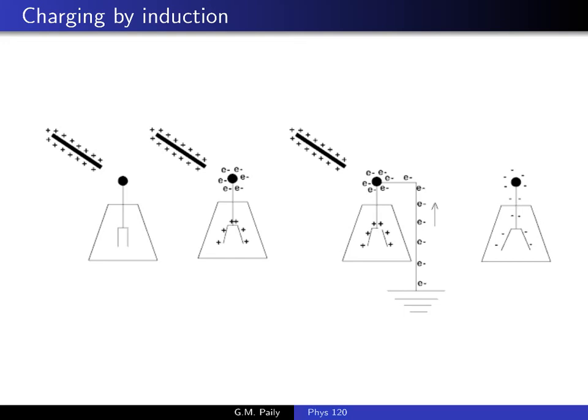If you like, you can think of it as the positive charge running away down the wire to the ground. Of course, what is physically happening instead is that electrons are going up the grounding wire to neutralize the positive charge. After that, we remove the grounding wire and then remove the positive rod, and the remaining negative charge spreads out evenly across the electroscope. This was an example of charging by induction.